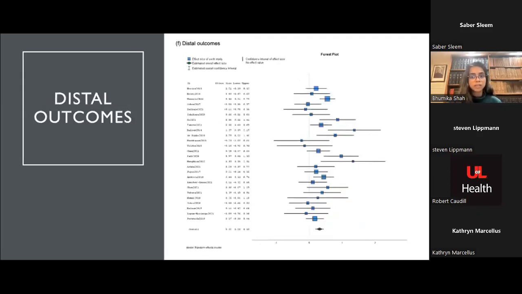Similarly, for the distal outcomes as a whole, you can see all the boxes, which are the individual effect sizes for each article, and then the diamond at the bottom, which is to the right of the vertical line, on the positive side, so it favors metacognitive training for psychosis rather than control.